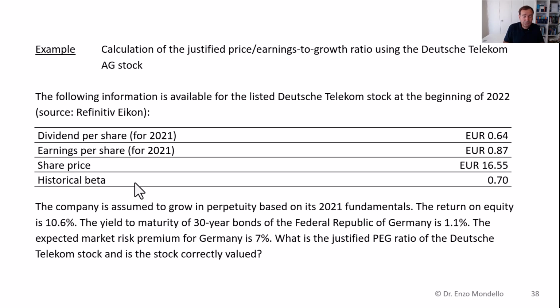The company is assumed to grow in perpetuity based on its 2021 fundamentals, so we have to use the payout ratio and the return on equity to calculate the fundamental growth rate. The return on equity is 10.6%, which we can use to calculate the fundamental growth rate. As the risk-free rate, the yield to maturity of 30-year bonds of the Federal Republic of Germany is given, which is 1.1%, and the expected market risk premium for Germany is 7%.